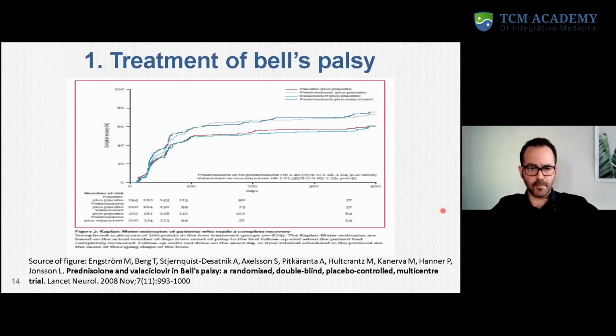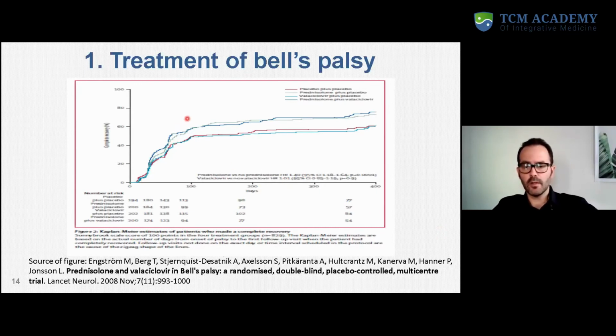This figure is coming from a very large scale study, which was published in the Lancet, one of the highest impact factor journals in the world. So it's considered to be a very good study. It is a randomized, double-blind, placebo-controlled study. It was done in one of the Scandinavian countries again, and 829 patients were included. They had acute Bell's palsy, and they were randomized into 4 groups.